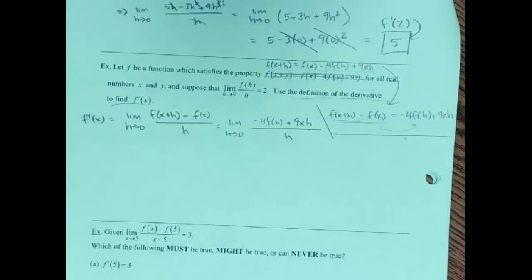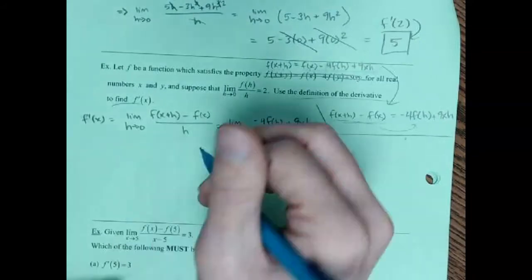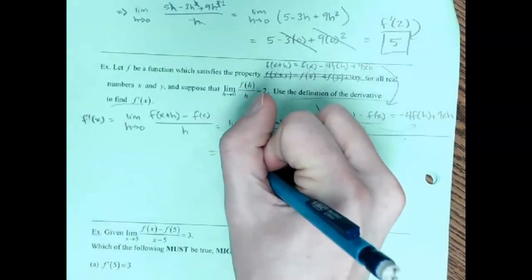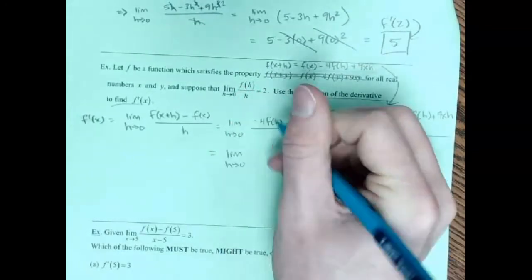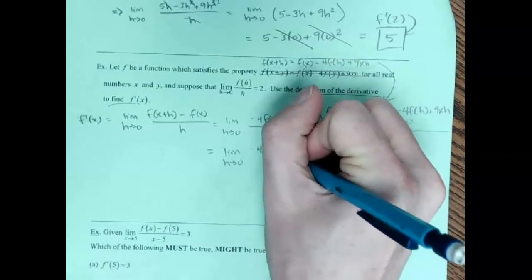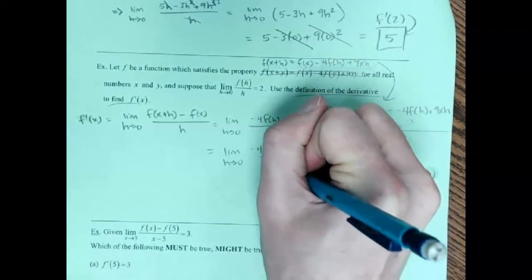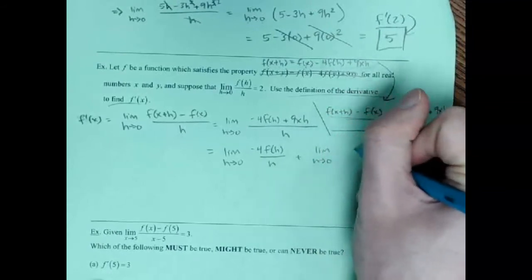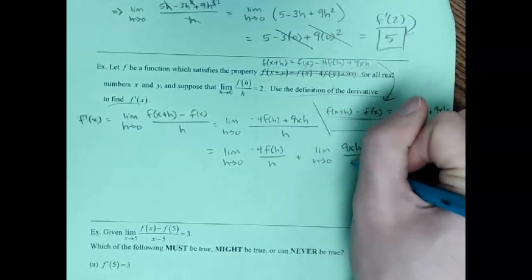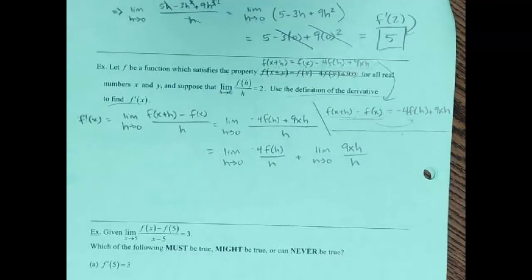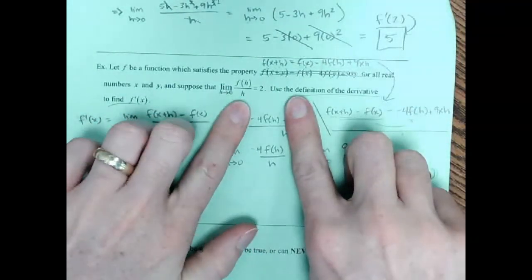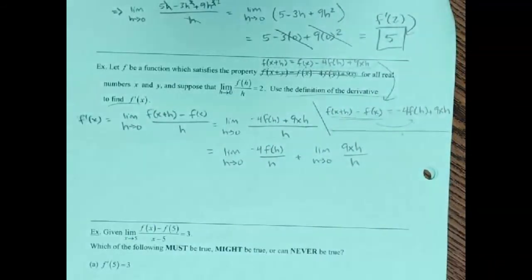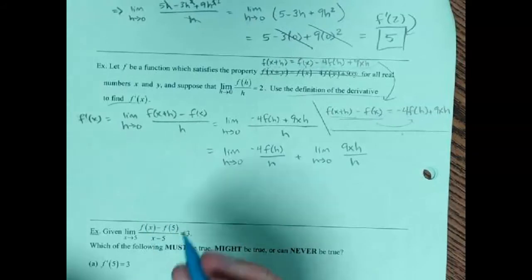Instead, what we can do is split it up, and use some limit properties. It's still going to be the limit as h is approaching 0. But I could have negative 4 f of h over h plus the limit as h is approaching 0 of 9xh over h, right? That's definitely a thing. If your denominator is one chunk, you could split up that fraction. You could take, hey, this plus that, right? That is not going to break any rules of algebra. That's fine. Now let's take that negative 4, and factor it out to the front.